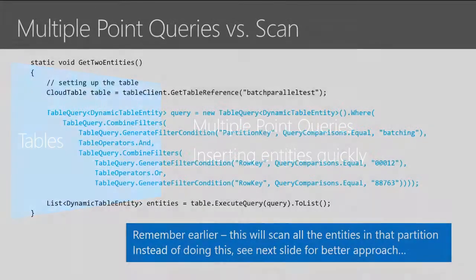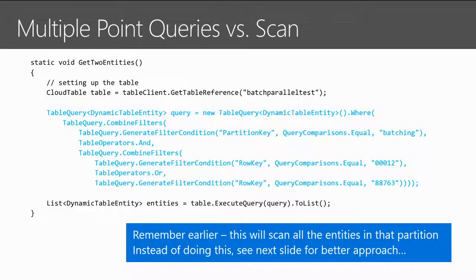Tables. Multiple point queries. That's a big block of code. The short version of what that code does is it's just a get for 2 different entities within one partition. So this is just a query that gets 2 specific entities, entities 00012 and 88763, from within one partition. So pretty straightforward. This is one request for that.